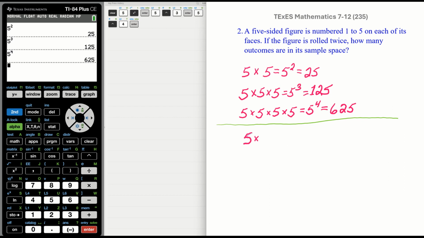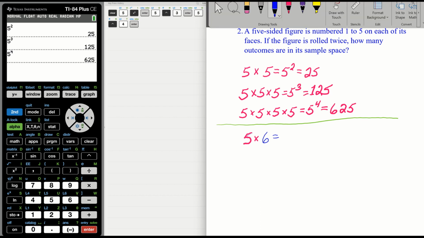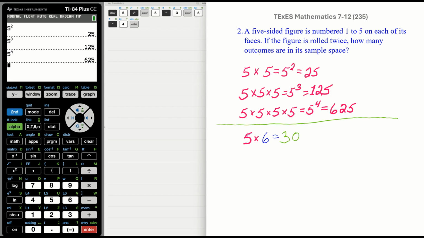We roll our five, then we roll our six. Well, naturally, that's going to change our outcomes because we've gone from five sides to six sides. So 5 times 6 is 30. So we're not going to get that nice pattern of second power, third power, fourth power because we're using two different dice. Just wanted to make a point of letting you see that this would be a completely different situation. So the answer to our question is 25 outcomes.